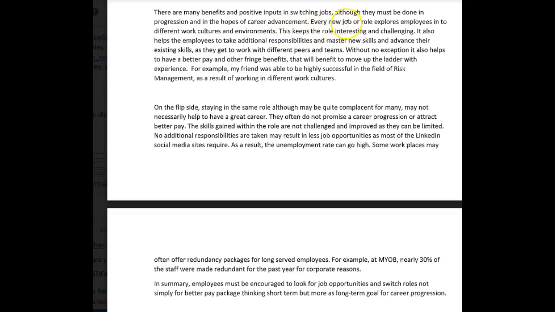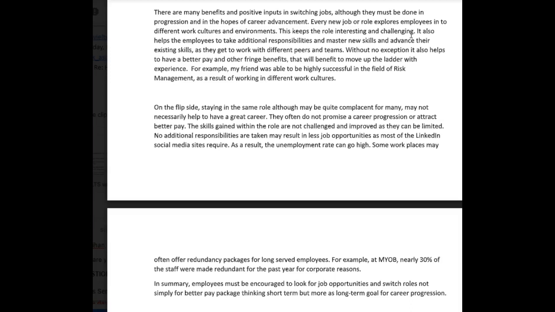For example, you said it keeps the role interesting and challenging. Oh, really? How? Why does a new job make things challenging? Even though that might seem very elementary to you, you still need to explain it to the person reading your essay. How do you see this as being challenging? Because I might have a different reason for thinking of this as being challenging.